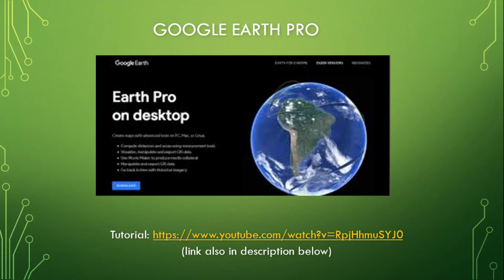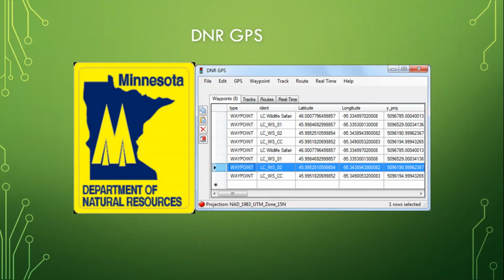You must have Google Earth Pro downloaded for the work I am going to walk us through. Therefore, if you do not have this, now is the time to follow that link in the description and do so. The software we will be using to transfer GPS data onto the computer is called DNR GPS. Together, we will walk through downloading the program and transferring data from it.